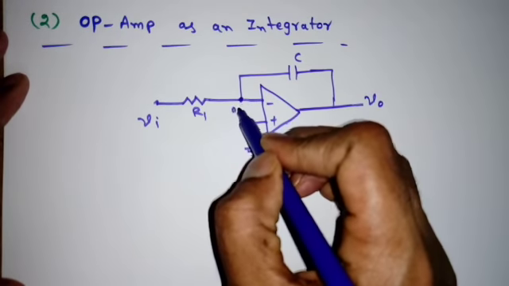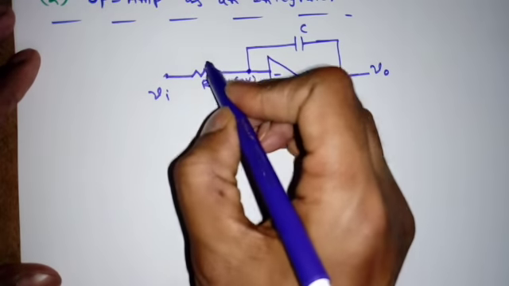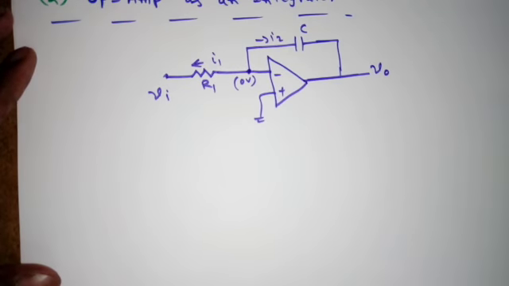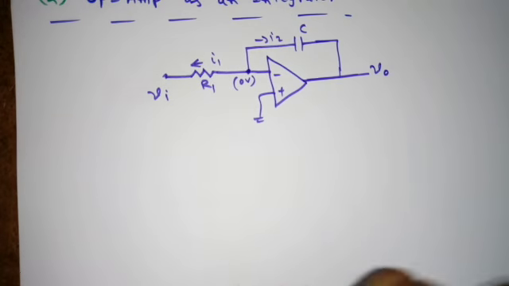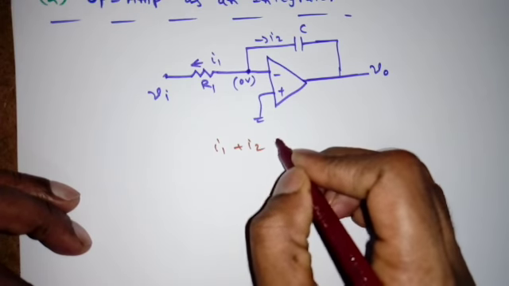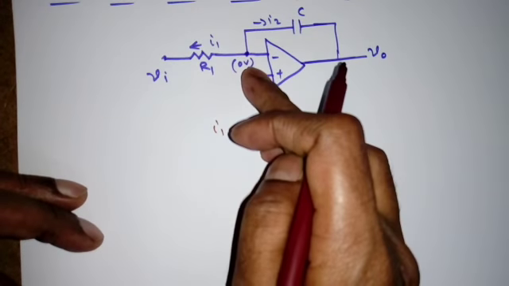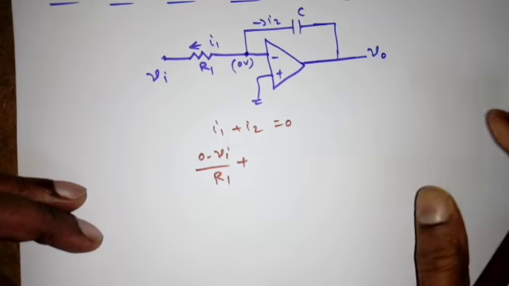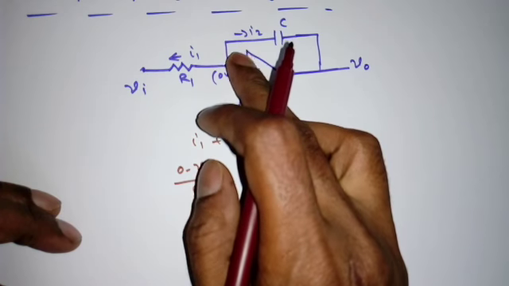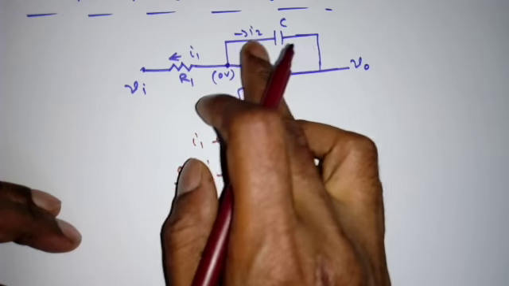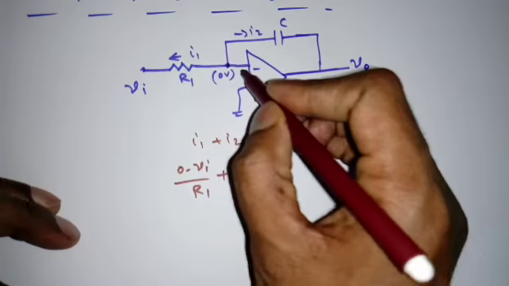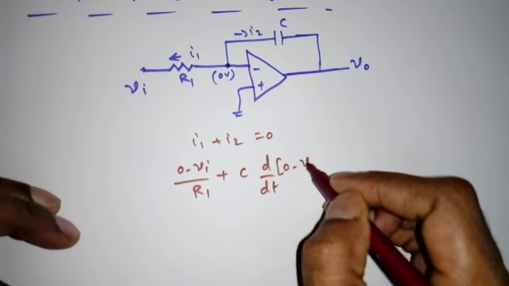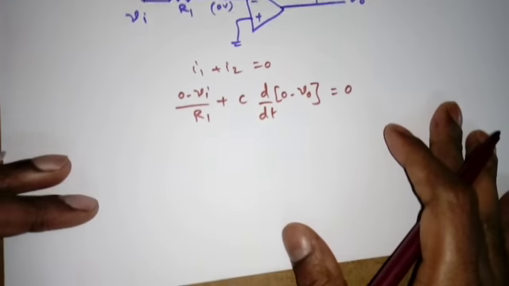By the virtual ground concept, this is 0 volts. First I am doing the time domain analysis. So I1, this is I2. Now how to write the KCL: I1 plus I2 equal to 0. Now Ohm's law: 0 minus Vi by R1 plus, now here what I require is I2, that is the current through the capacitor, but there is a voltage difference. See? So C into d by dt of (0 minus V0) is equal to 0.